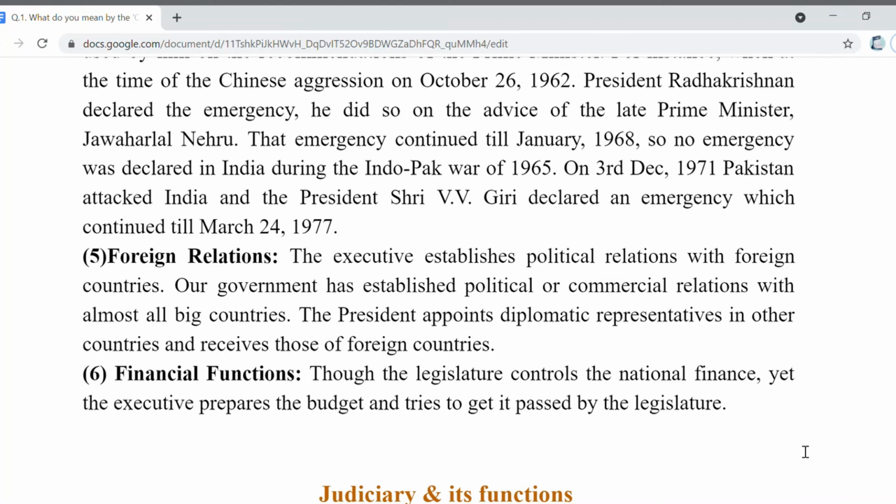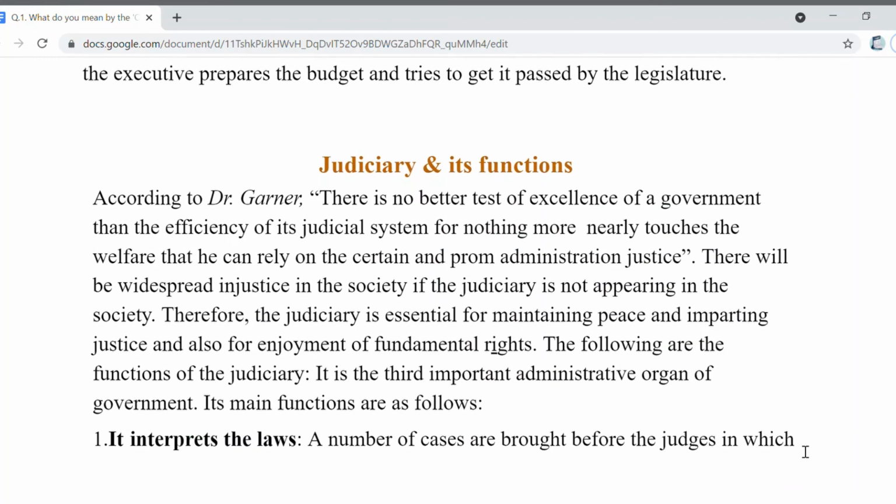Foreign relation is also establishing political relation with foreign countries. Our government has established political or commercial relations. So this is also the function of the executive. Financial functions also come under the executive. Though the legislature controls the national finance, the executive prepares budgets and tries to get them passed by the legislature. Last is judiciary.